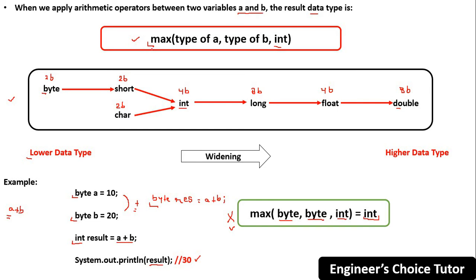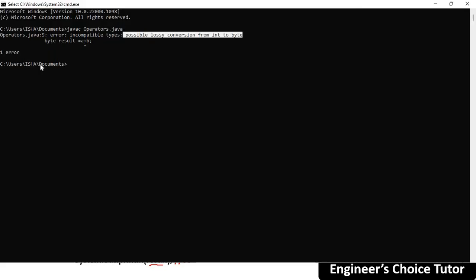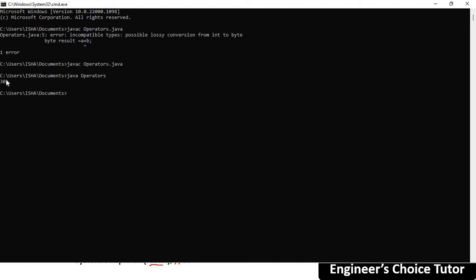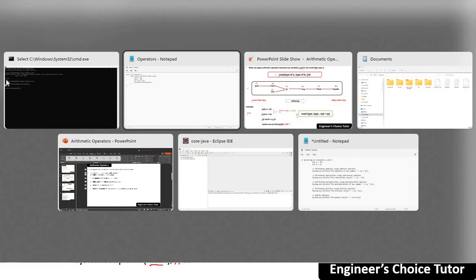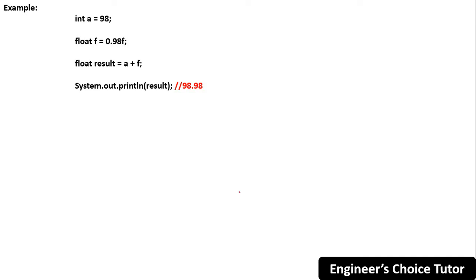This means the compiler is also following the same max rule. That is the reason you should take int as the return type. Now let me change this to int and compile the program once again. I compiled and see, it compiled fine. Now run it: Operators. It ran fine. 30 is the output. Is it clear now? So you should follow this max rule. Remember this point. Now the next example.